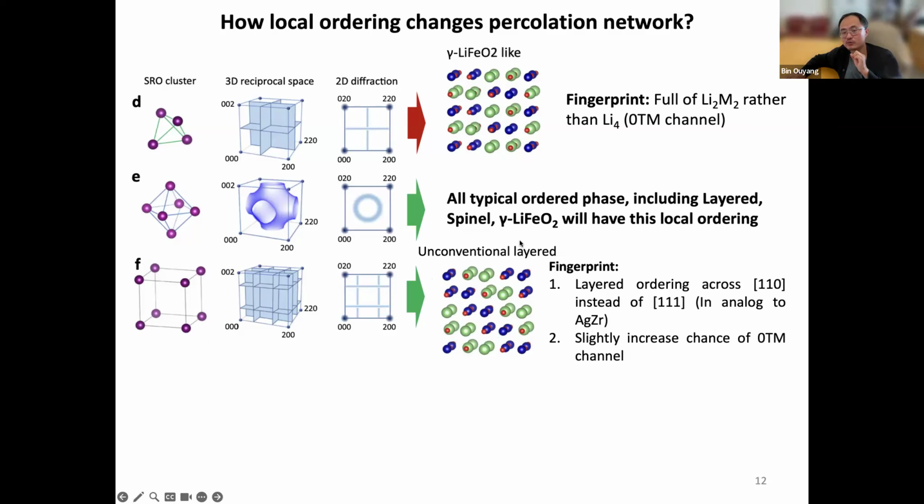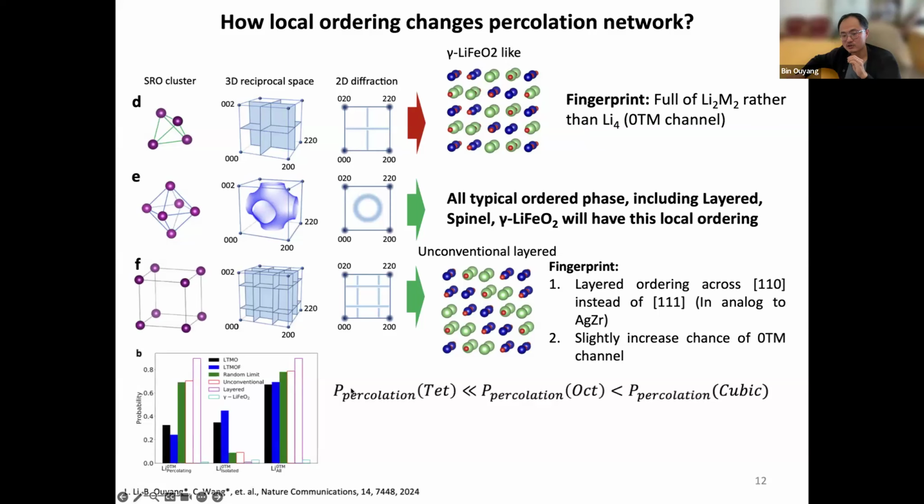So to make a brief summary, the first one is actually terrible. If you see a lot of this local lithium 2 metal 2, or similar patterns, it's going to be a terrible conductor. The one in the middle is kind of neutral. The one on the bottom is actually a little bit better. So that's the percolation threshold for those 3 types of short-range order features.